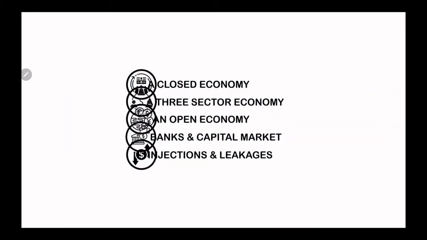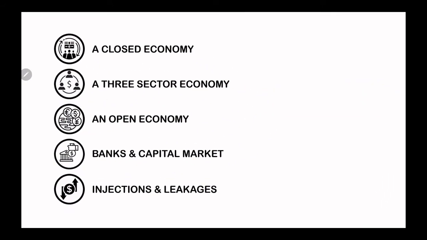Alright, so here is the mechanism. We have assumed that there are various sectors in an economy. When there are two sectors in an economy, it is called a closed economy. When there are three sectors, it is called a three sector economy. So what is a closed economy? What is a three sector economy? What is an open economy? What do banks and the capital market have to do with these sectors, and what are the injections and leakages associated with the circular flow of income and expenditure in an economy? That we are going to see.